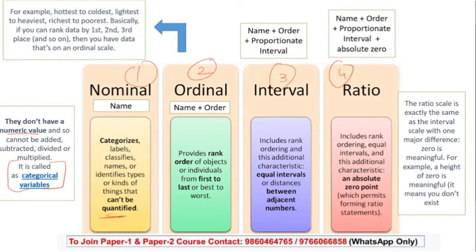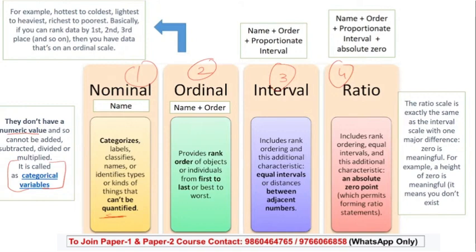So I have given examples over here, like hottest to coldest, lightest to heaviest, or richest to poorest. Basically, if you can just give a rank, that is first, second, third, and so on. So ordinal scales go one step ahead of the nominal scales, and along with the category, they also give what? They also give an order. It provides the ranks, or you can say it provides the order.